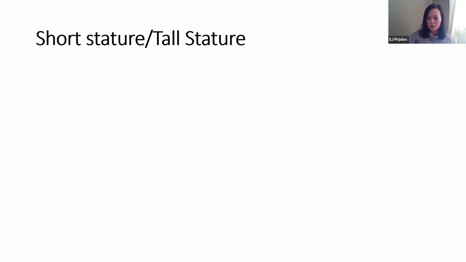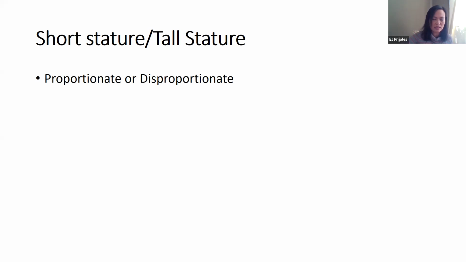So just to go through, we won't be going through all of these conditions, but I did want to touch on several of these, and several of them will go into more detail, where some of them we'll just kind of gloss through to kind of give you an idea of the physical features that might be identified or recognized. So with short versus tall stature, there are a few things that we want to think about. Is it proportionate, or is it disproportionate?